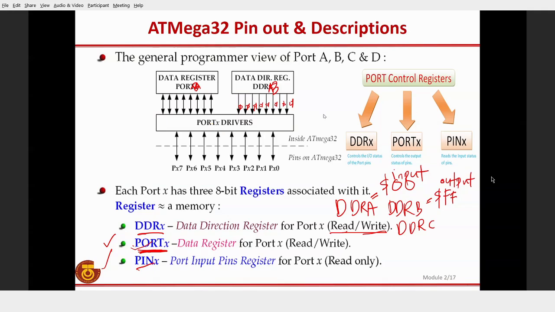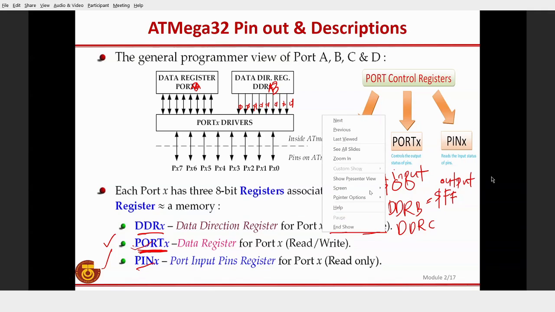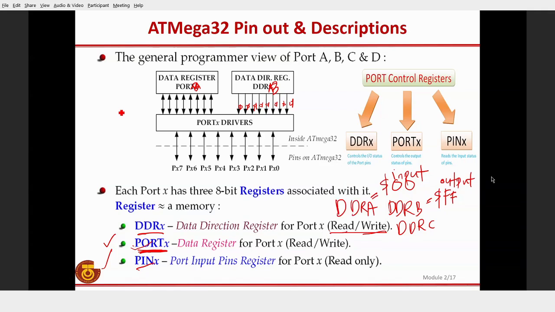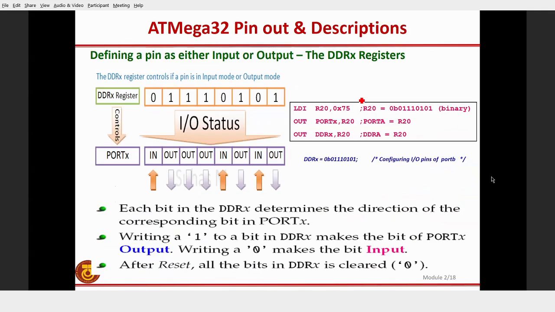So again, to read what we want from the external environment, we use pin. We use pin A, pin B, whatever pin, like this pin A. But to write out our results, and we want the LED to light up, for example, we use port. Port B, for example, something like that. So let's move on.